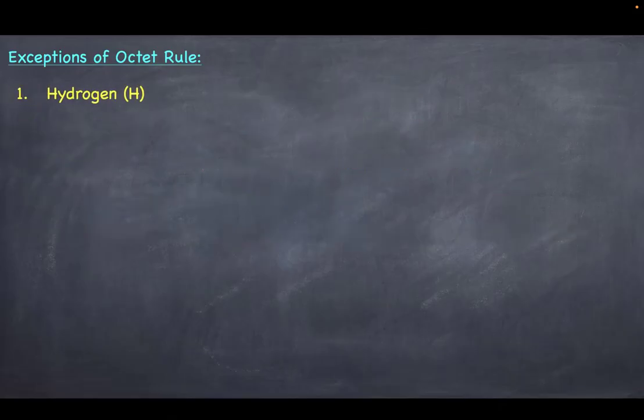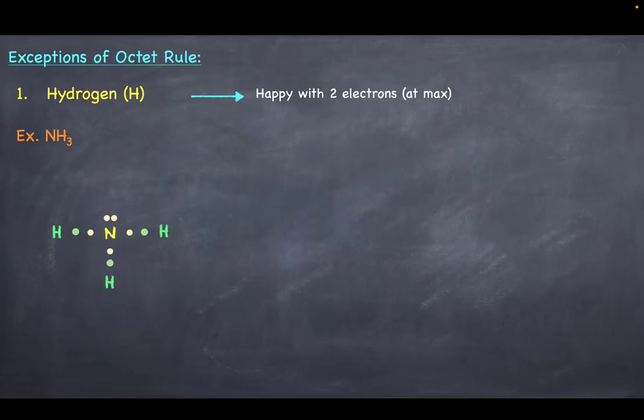So first exception was hydrogen. So we said it's happy with 2 electrons and only 2, maximum 2 electrons. So for example, let's say we have NH3. To do the Lewis structure, we put the valence electrons on nitrogen, 5 electrons. Each hydrogen brings 1 electron. Now they start sharing. After sharing, if you take a look at each hydrogen, now it has 2 electrons and it's stable and happy. So this is good. We do the same thing for the other hydrogen. Again, exactly 2, good. This one has 2 as well, good, and they all are happy.